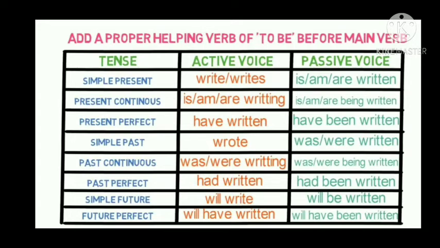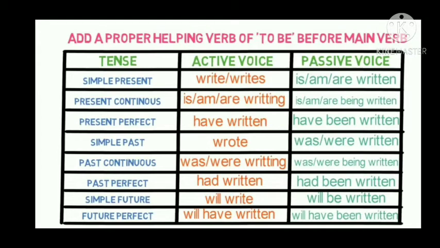Then in passive voice it changes with the helping verb is, are, am, and with the third form of the verb, written. In present continuous tense, active voice sentence, we use is, are, am, and ing with the verb, writing. And in passive it changes: we use is, are, am as it is, but we add being in continuous tense, and after that third form of the verb, written.